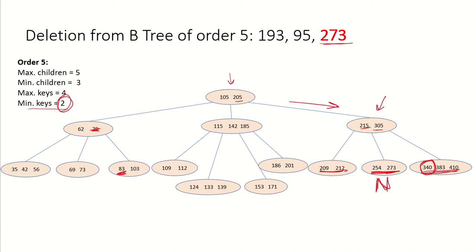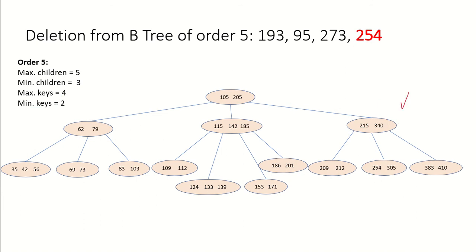In this case, when we are borrowing from the right sibling, we will take the minimum value. So the minimum value 340 will go here, and this intervening parent, the parent between these two nodes, node n and its sibling, would be brought down to the target node. So 305 would be brought down. 340 will go up, 305 will be brought down to the target node, and now 273 can be deleted. So this will be the structure of the B tree. 340 has gone up and 305 has come down.